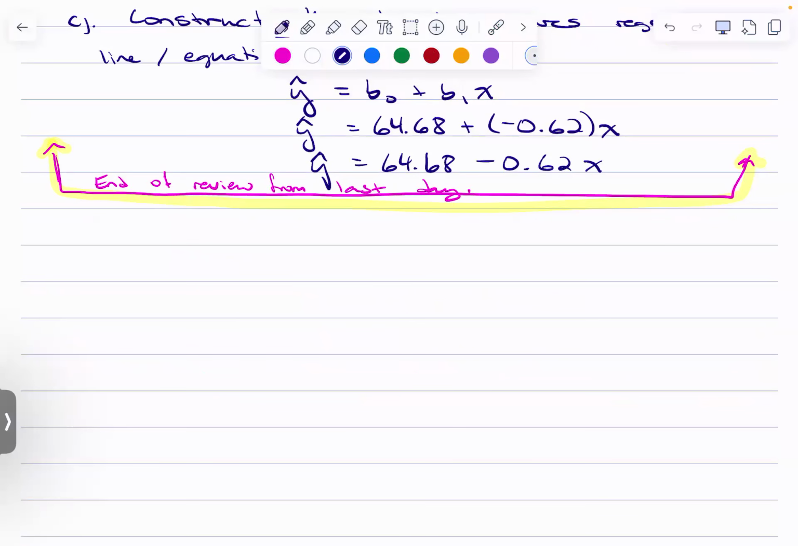New today, I want to introduce, and it's possible you've seen it in other courses, a general interpretation of the slope and a general interpretation of the y-intercept. So let's start there.